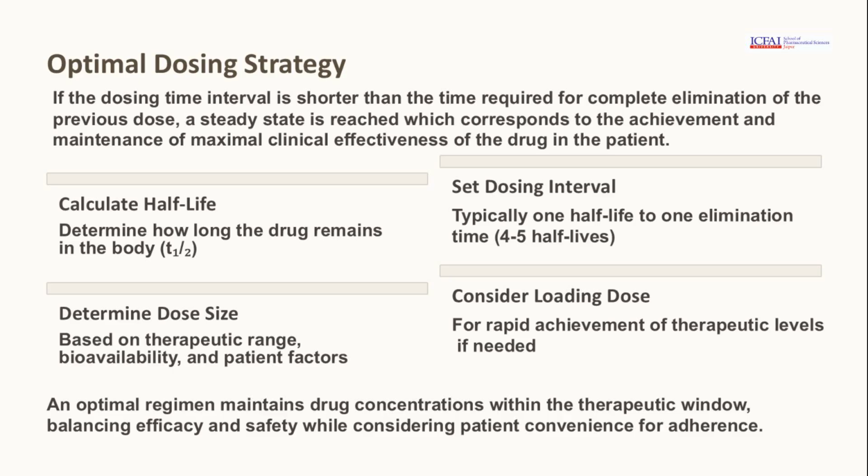To achieve the best therapeutic effect, it's crucial to understand the optimal dosing strategy. This involves calculating the half-life to know how long the drug remains in the body, setting the dosing interval to match one elimination time, determining the dose size based on therapeutic range, and considering a loading dose for rapid therapeutic levels. Balancing efficacy and safety while considering patient convenience is key.